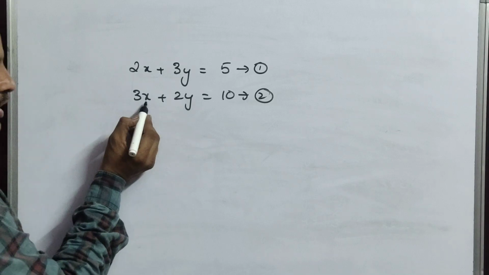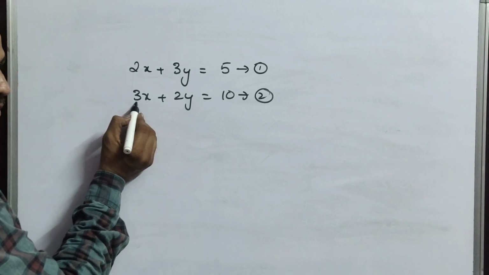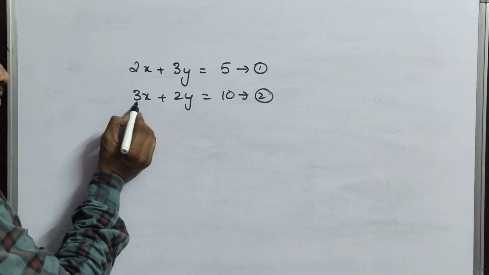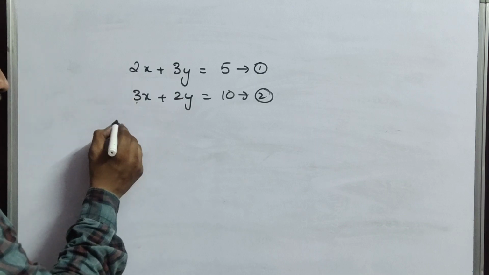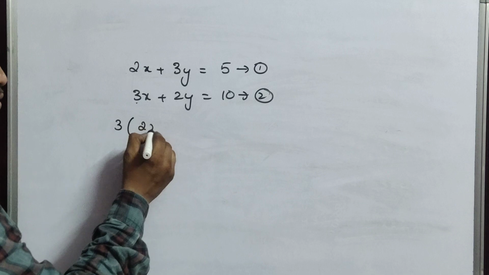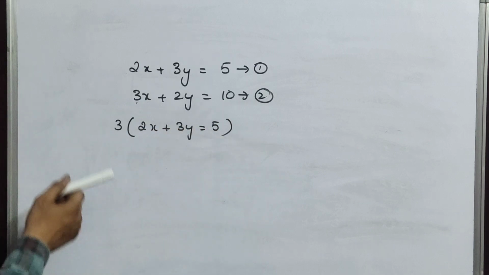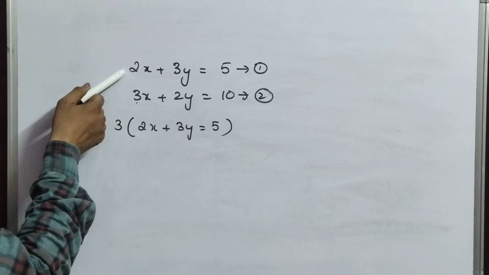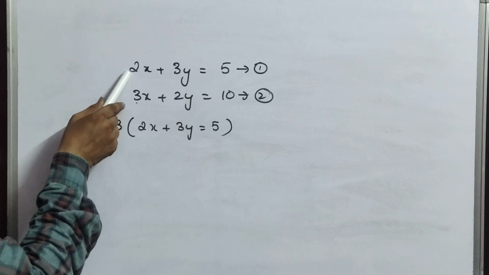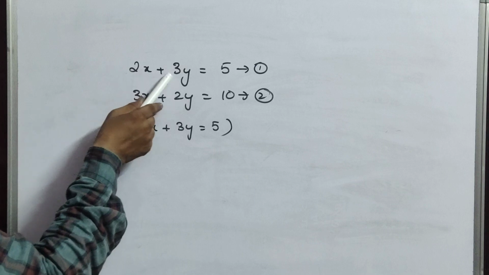See here. What is the coefficient of x in the second equation? 3. So multiply the first equation with 3: 3 of 2x plus 3y equals 5. Did you understand? Here 2, 3. Now take the first equation 2x plus 3y.